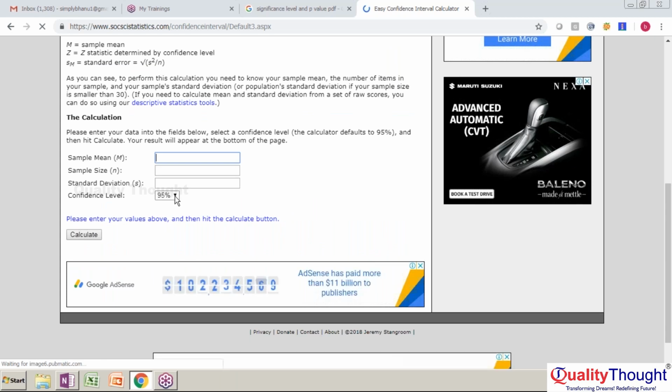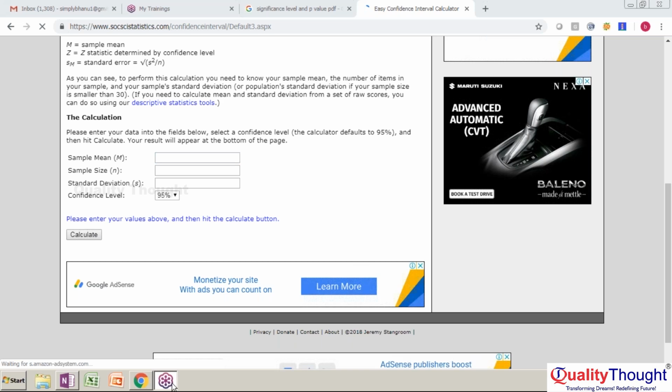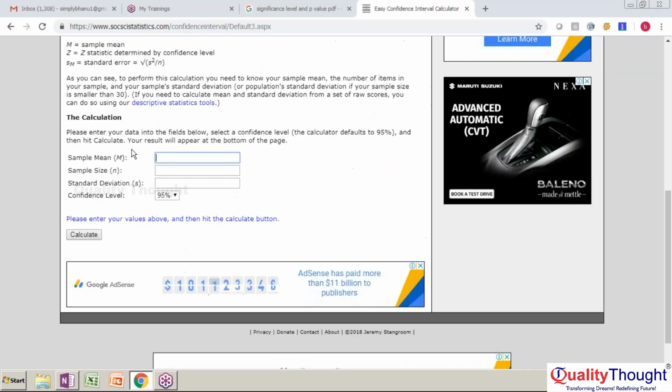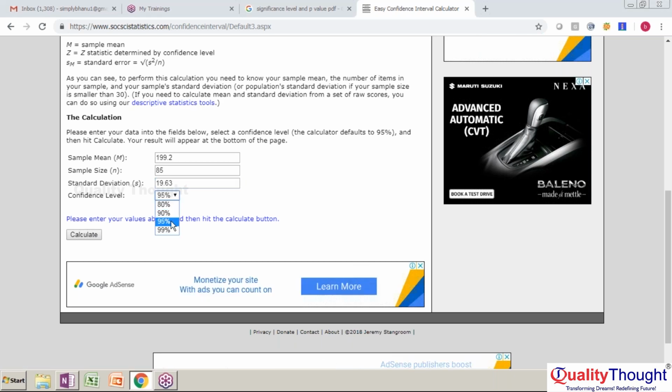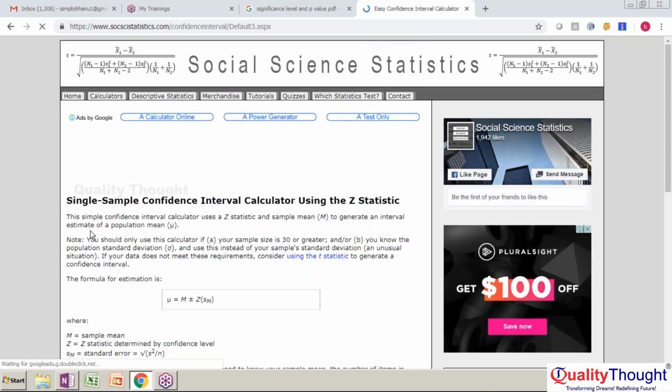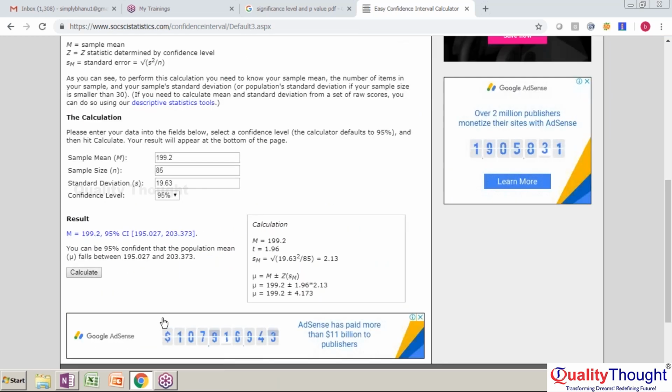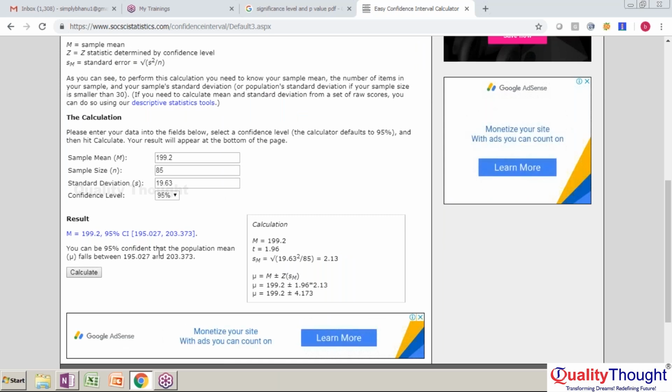We can directly calculate even here. What is the sample mean here that we have used? 199.2. What is the sample size? 85. Standard deviation 19.63. Confidence level. Whenever it was said 5% significance level, 5% means remove the 5% from the 100%. Then it will become 95% and calculate. So this is the 95% interval, 195 to 203.